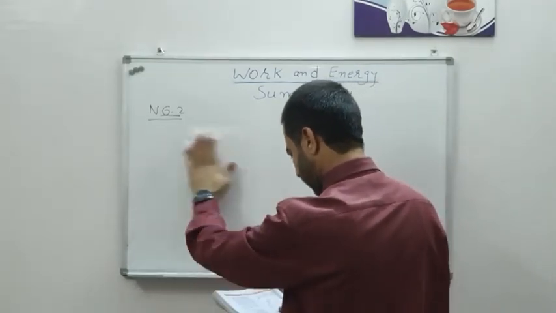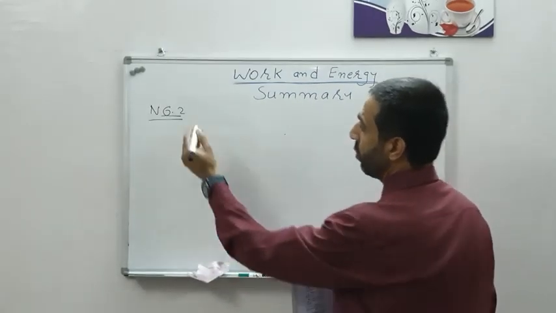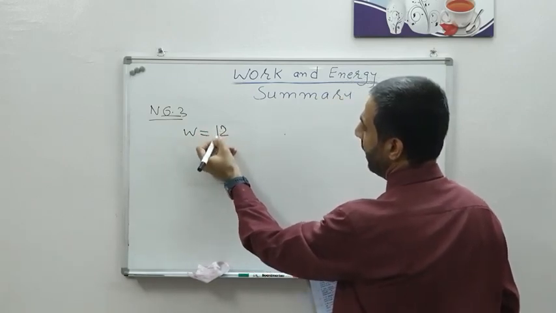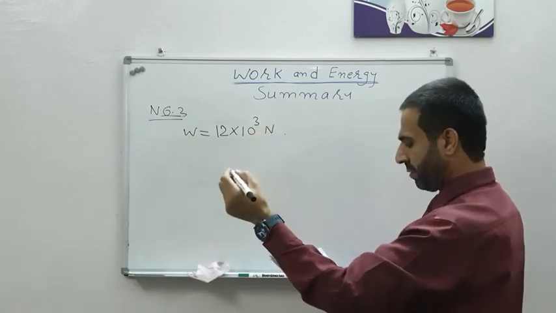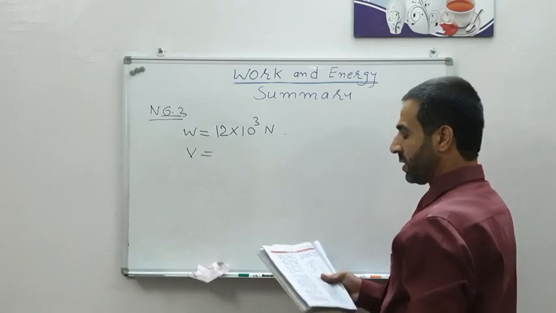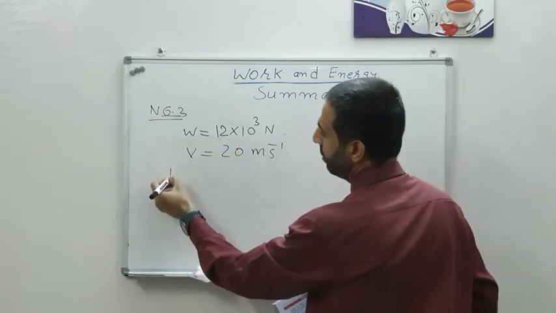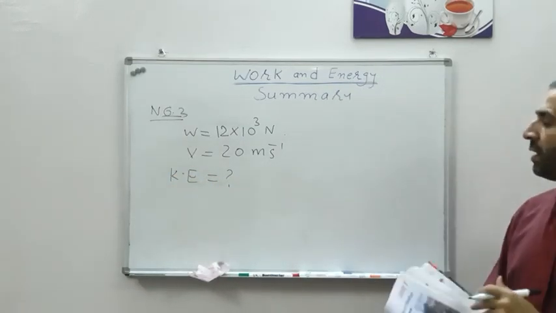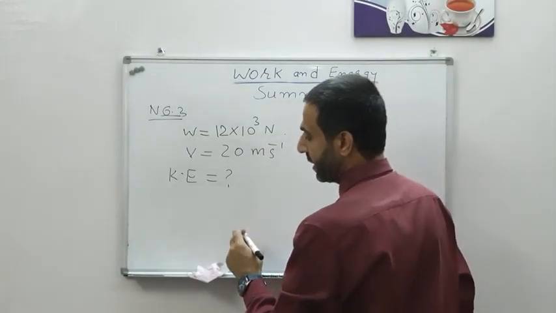A car weighing 12 kilonewton has a speed of 20 meter per second. So weight of the car W is 12 kilonewton. Right? It travels with which speed? It travels with the speed of 20 meter per second. They ask you for the kinetic energy associated with your car. So what is the kinetic energy associated with your car?